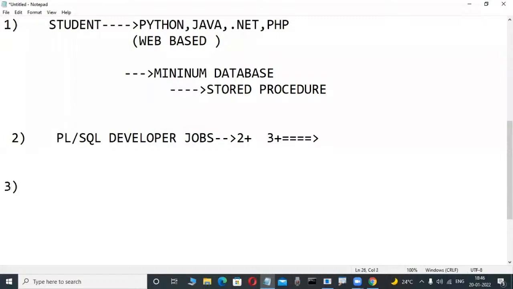Another type of persons: nowadays so many people do not have very good knowledge of coding, maybe not technical persons.